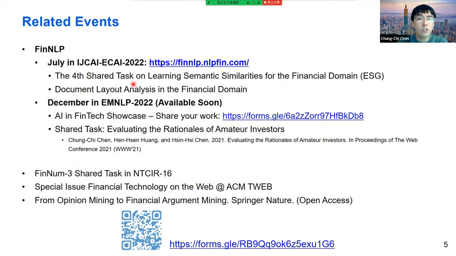This year, there are 2 shared tasks in FinNLP at EduCAD, including learning semantic similarity for the financial domain, and the other is document layout analysis. If you are interested in FinTech and NLP, please join us. We also propose a shared task in FinNLP at EMNLP, based on our paper from last year's Web Conference, which is about investors' rational analysis. Please join us, and you can leave your email address to us for updates on this event via this QR code or the link.